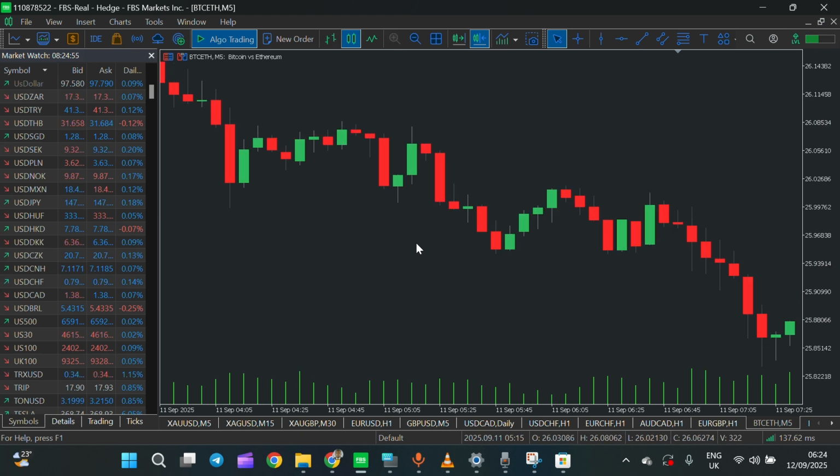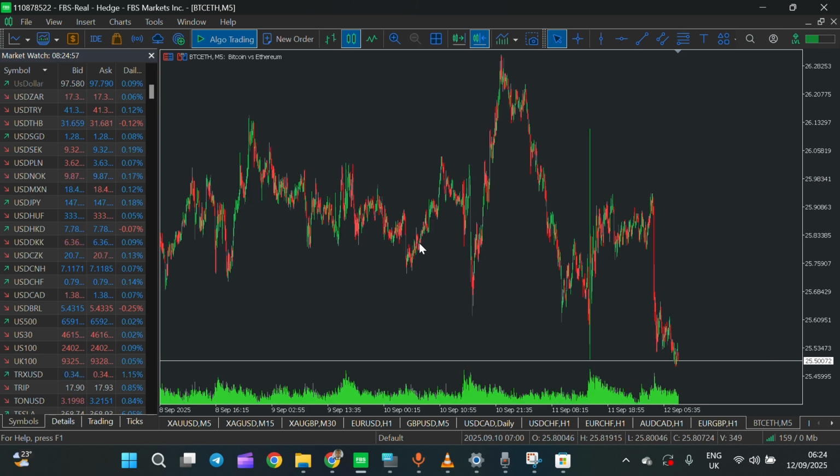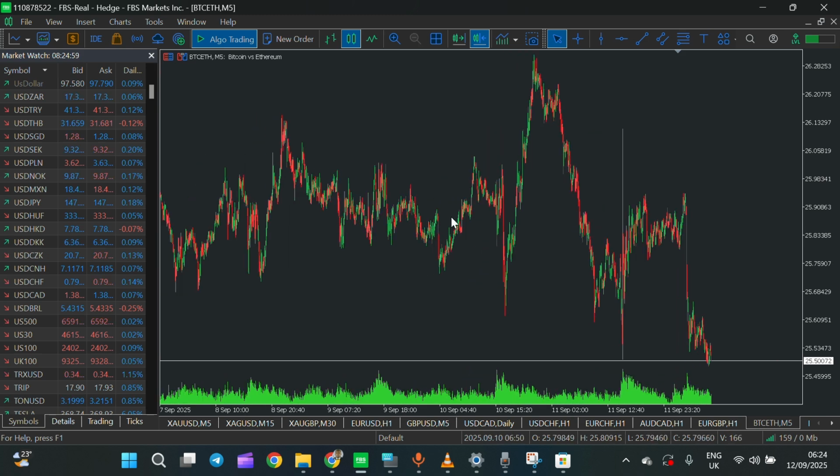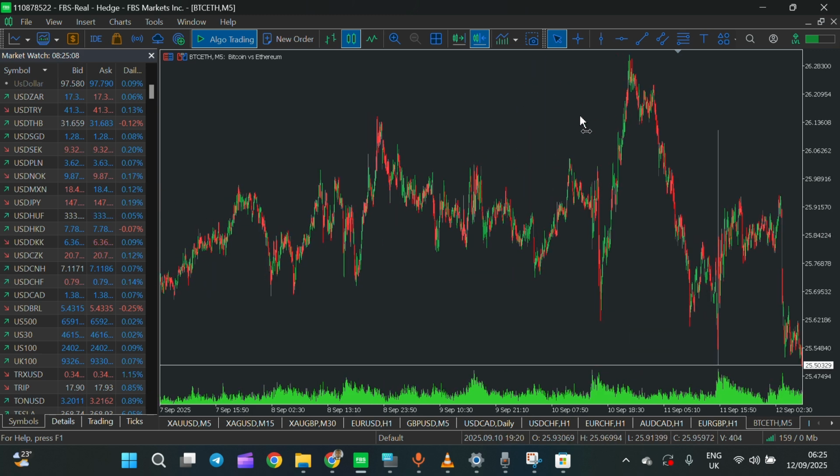Okay, Bitcoin, Ethereum already. All right, so I think we'll have Bitcoin, Ethereum. All right, so Bitcoin is actually on a very strong downtrend. It went to its highest high.